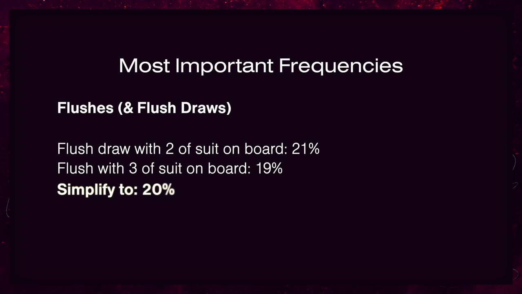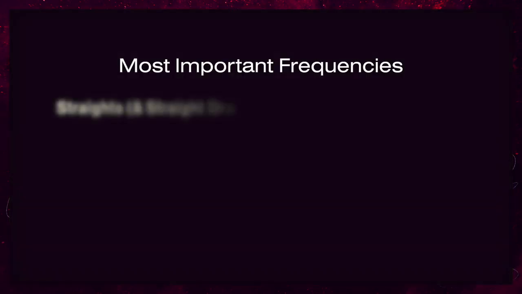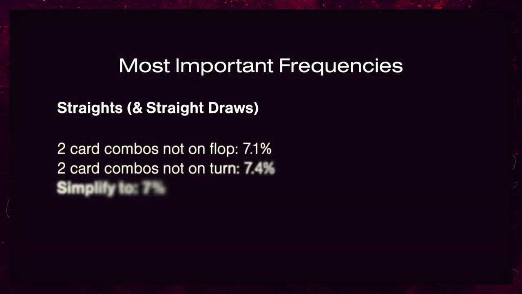But the rough idea to have in mind is that you're going to have a flush draw or be dealt a flush draw 20-ish% of the time, or a flush 20-ish% of the time. I don't think it's at all important to get as precise as 19 versus 22% for the purposes of using this, especially in game. So moving on to straights and straight draws. Again, these are going to be like 7.5%-ish.